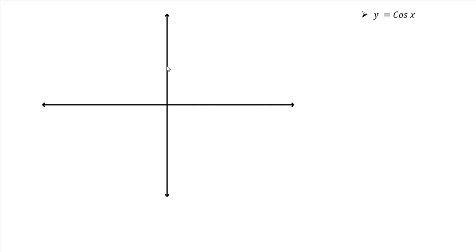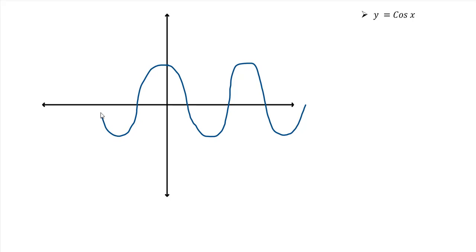For cos x, your graph will start from this point and it will look like this way and it will go on and on. Similarly, it will extend in the negative direction of the x-axis as well and it will look like this. Again, this point will represent 0. This will be pi by 2. This will be pi, 3 pi by 2, and this will be 2 pi. So at this point, your cycle will get completed and then it will keep on repeating.